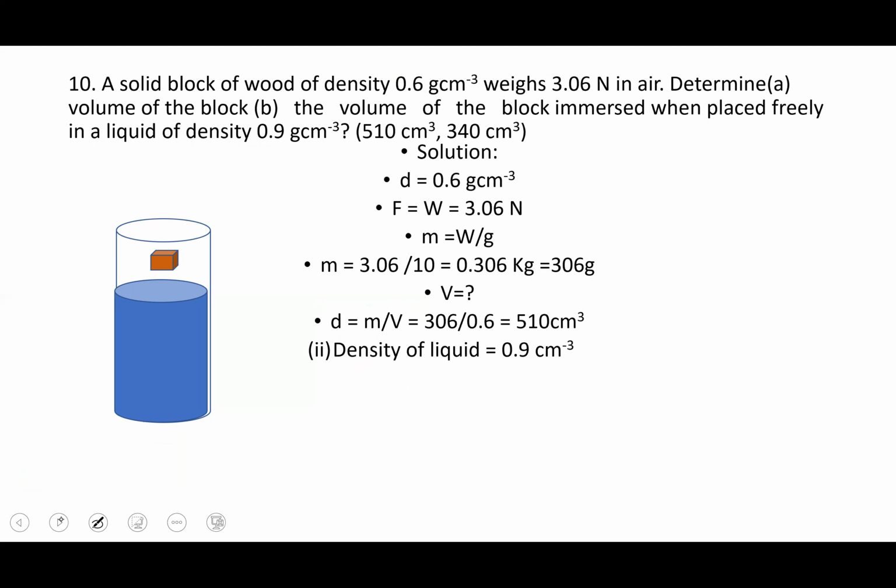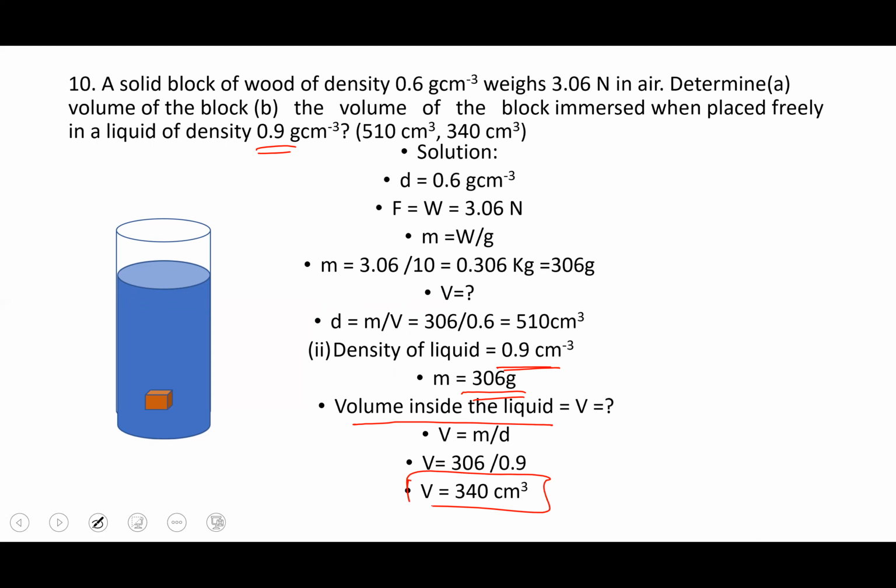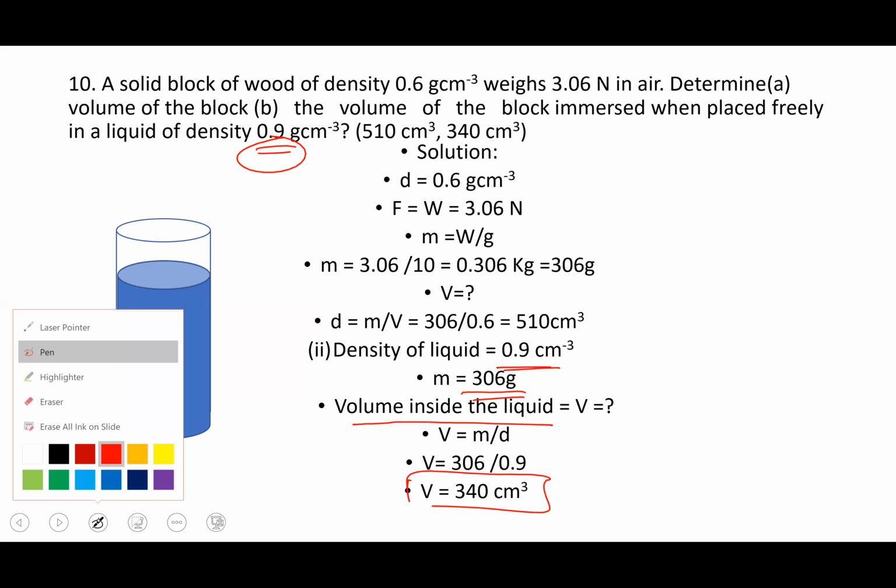Moving on to the density of the liquid, which is given to us as 0.9, and the mass is also given to us. Now we can find out the volume when it was immersed into the liquid. See, the water level also increased. The volume inside the liquid is going to be volume equal to mass over density, so it will be 306 divided by 0.9. Now the volume V is equal to 340 centimeter cube. So this is the new volume when the liquid density has changed from 0.6 to 0.9.